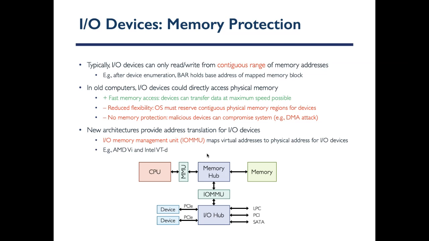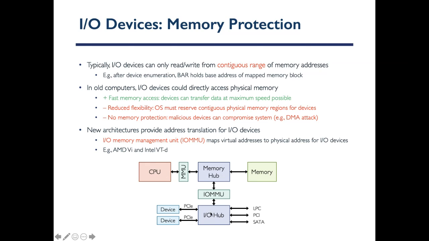So new devices and new architectures provide address translation for I/O devices. This is what you usually get these days in your system. If you remember, we had the memory management unit sitting between the CPU and the memory, right before the memory hub. Whatever comes out of the CPU would go to this memory management unit, get translated to a physical address, and then go to the memory hub to get an answer. So this is our usual virtual to physical address translation that we saw in the previous lectures.